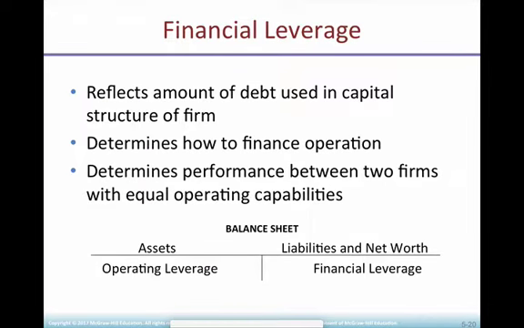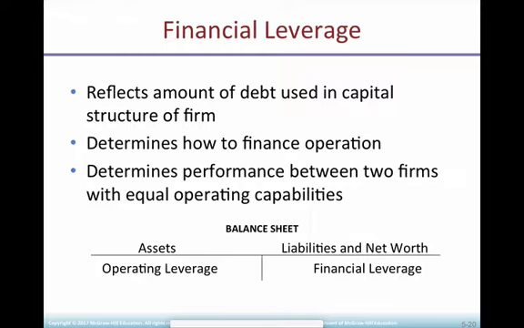Financial leverage, that's the second one, the second leverage. This one is going to be related to the debt borrowing, the fixed financial cost. So in this case, financial leverage is going to give me a relationship between changes in sales volume to changes in operating income to earnings per share.